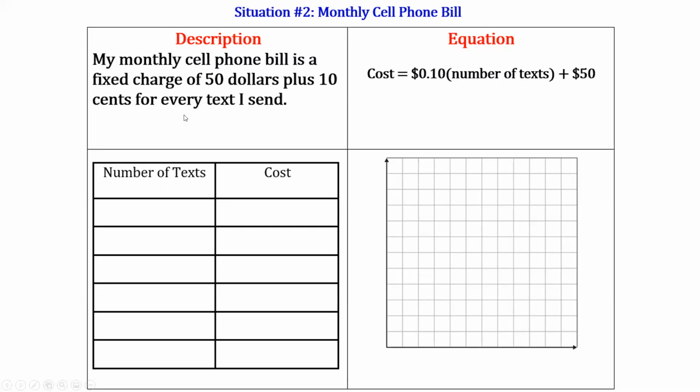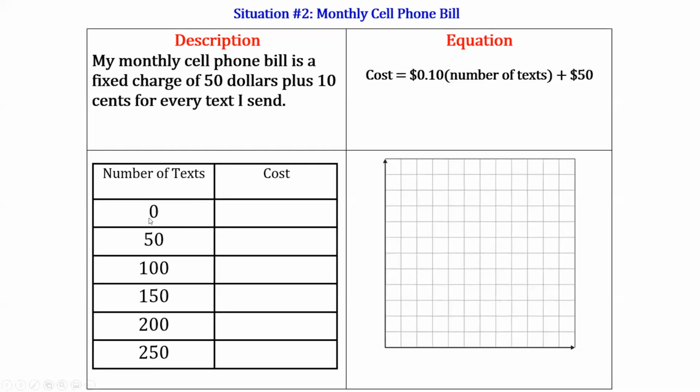Now that I had the description and I have the equation, just like the last example, it'll be pretty easy for us to make the table. And since I'm talking about number of texts, it might be smarter for me to pick bigger numbers this time, because most of us don't text 5 times in a month or 2 times in a month. Most of us text hundreds of times a month. So I'm going to go ahead and go by 50s. I think that makes sense for me. 0, 50, all the way up to 250.